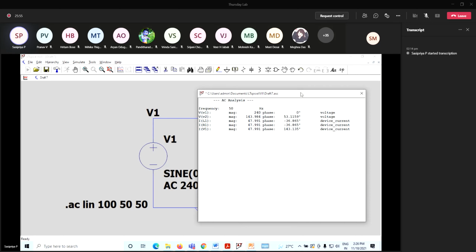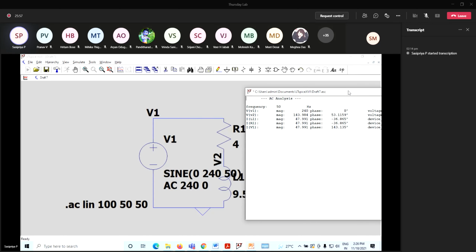Now let me run the simulation. See here, V of V1, voltage across V1. It's giving 240. That's the applied voltage, right? And the phase angle is 0 degree. And then V of V2. What is V2? V2 is this inductor voltage. So the inductor voltage magnitude is 143.9 and the phase angle is 53.1.